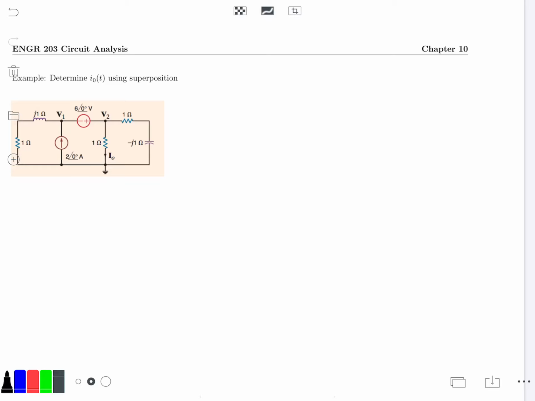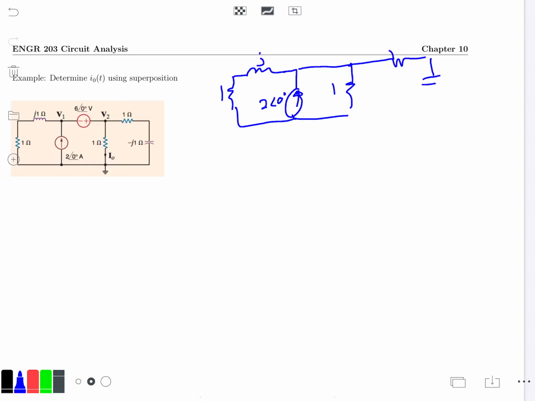So the idea is we're going to turn on one source at a time only, and I'll start by turning on the current source. So that means when I look at this here, I have my resistor, my inductor. I'm going to include the current source, 2 angle 0. I'm turning off the voltage source, and when we turn off a voltage source, it becomes 0, which is a short. And then I have a 1 here, and a 1 and a minus j. And so this right here gives us our circuit with the voltage source turned off.